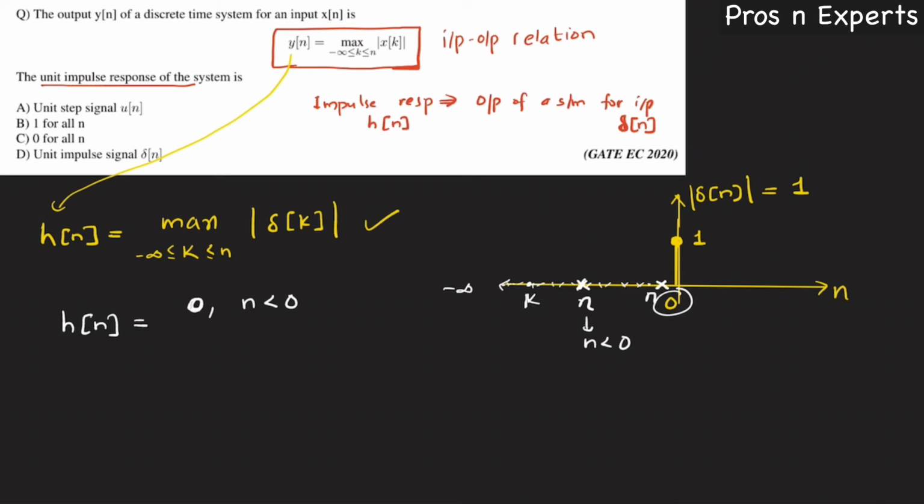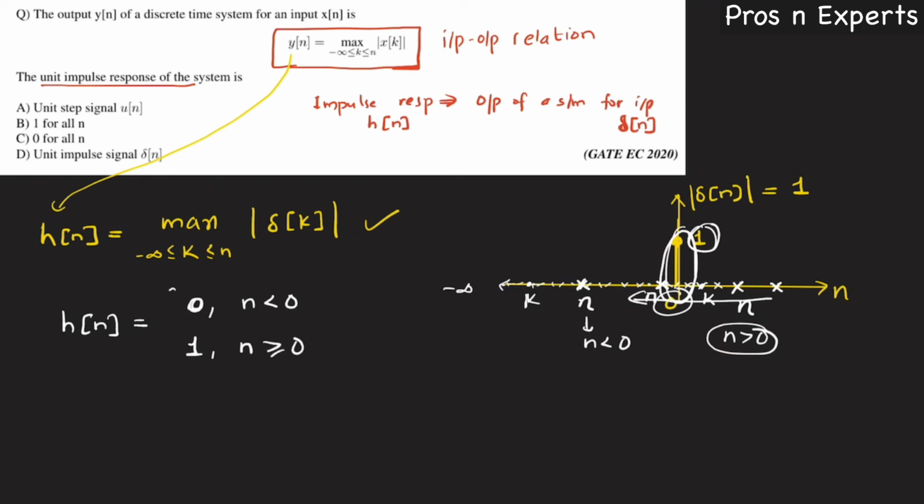Now I'm taking my new n value somewhere here, so k can be anywhere on this axis. Suppose k is here. Now what is the maximum value of del of k? It is 1, right? And if I take n here, n greater than 0, then again the maximum value of del of k is 1, because in this interval n equal to 0 is coming. So for any n greater than 0, the maximum value will be 1.